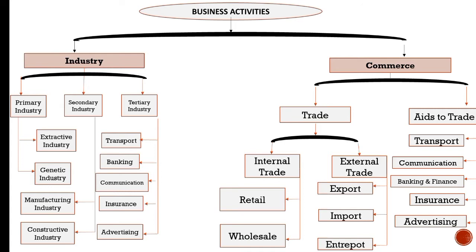Now if we talk about the second category of business activity, which is commerce, commerce is also classified into two main categories. First is trade and second is aids to trade. Trade is also classified into two main categories: first internal and second external trade. Internal trade includes retail and wholesale, whereas external trade includes export, import and entrepot. Aids to trade include transport, communication, banking and finance, insurance and advertising. Now we'll be learning about these classifications in detail.